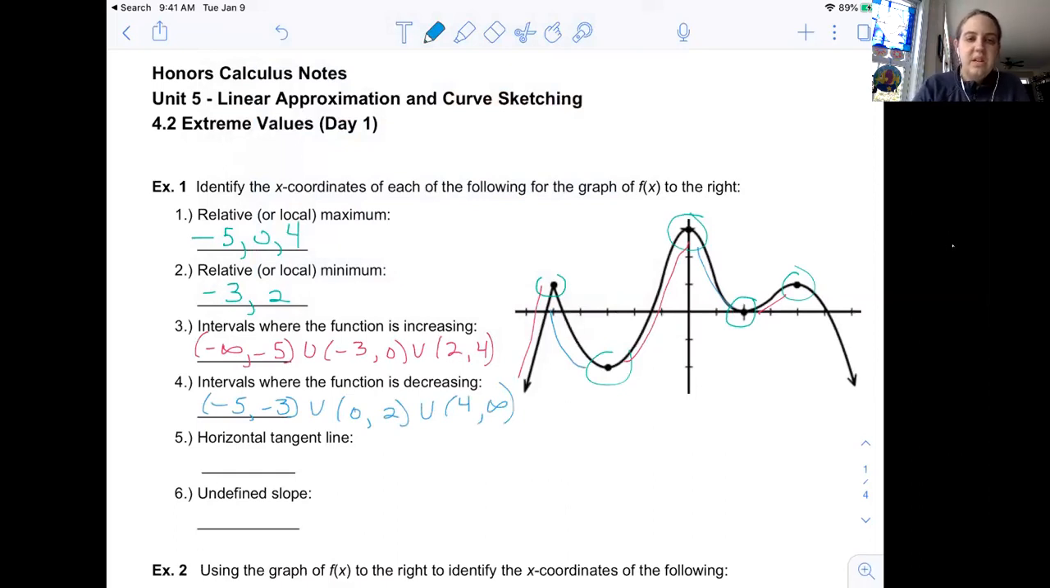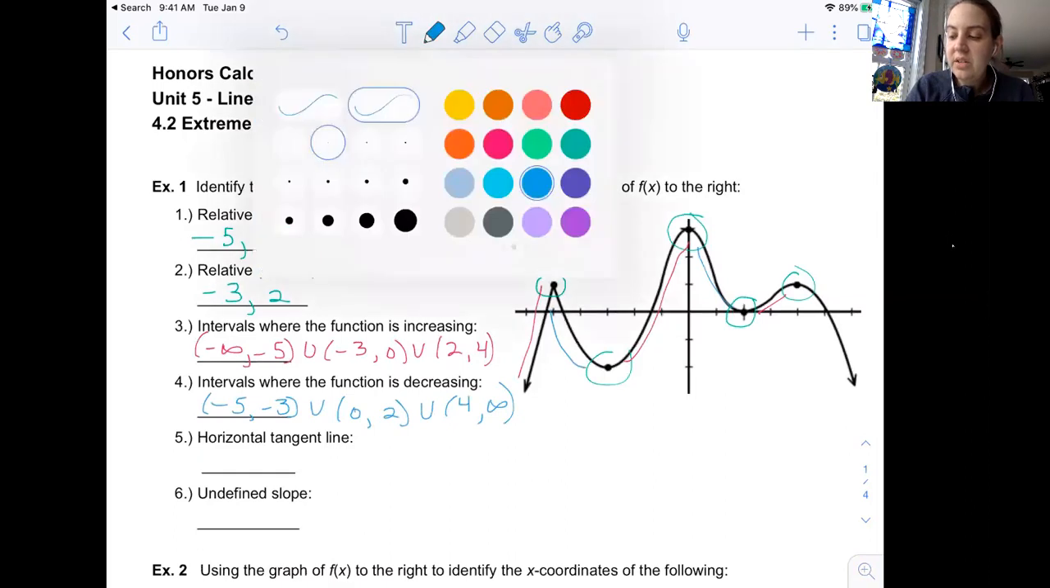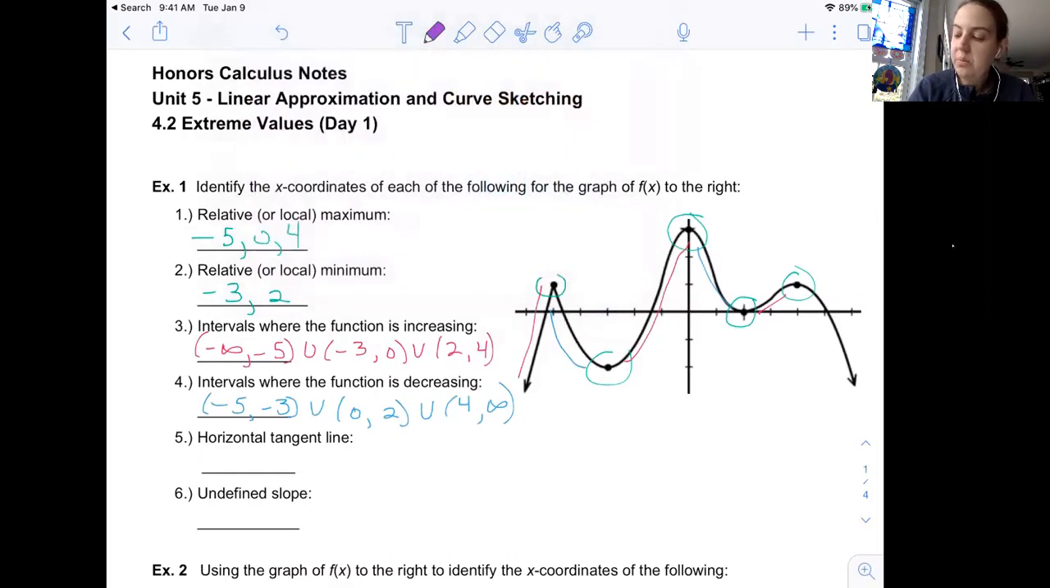The next thing we need to know is any locations of a horizontal tangent line. A horizontal tangent line would be where we have a slope of 0, where it's horizontal. And I'm going to work right to left on this one. So I definitely have a horizontal tangent line over here at x equals 4. We have a horizontal tangent line here at x equals 2. I have a horizontal tangent line here at 0. And I have a horizontal tangent line here at -3.